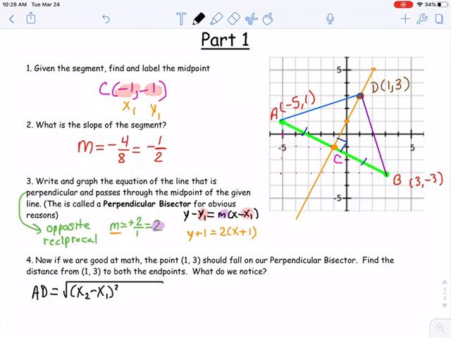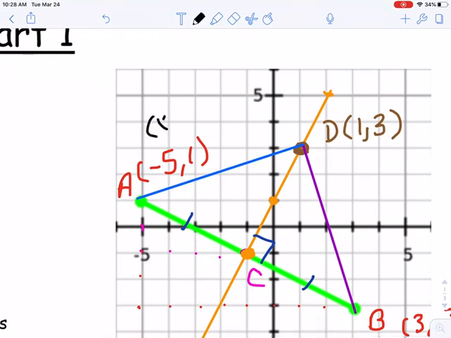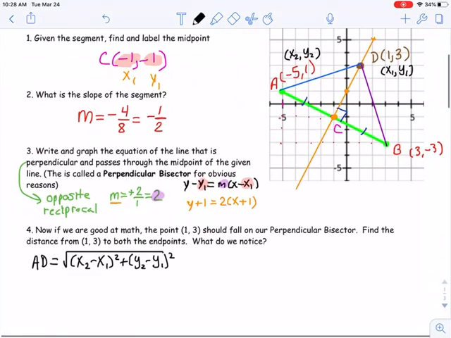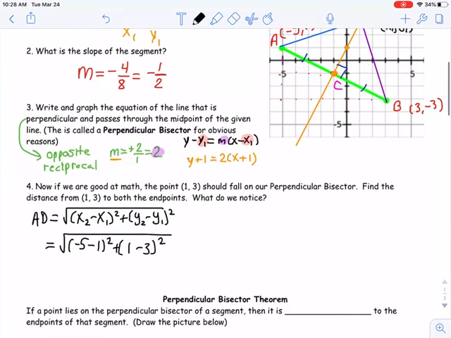Big punch line. All right. Distance formula, very, very popular stuff. So we'll call that x2, y2. We'll call that x1, y1. Okay, so then as we plug in everything, we're going to get -5 minus 1 squared plus 1 minus 3 squared.